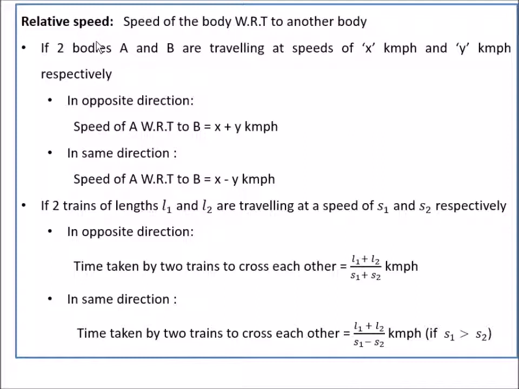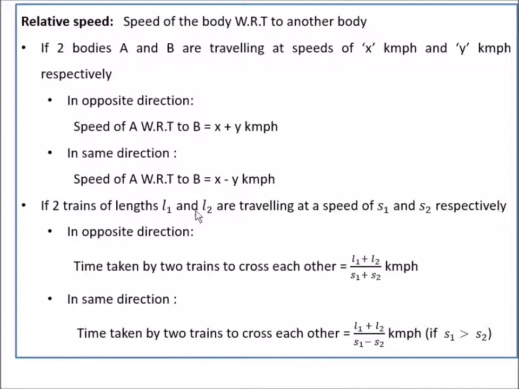And relative speed is the speed of a body with respect to another body. If two bodies A and B are traveling at speeds x and y respectively, then in opposite direction the speed of A with respect to B is x plus y, and in the same direction the speed of A with respect to B is x minus y.